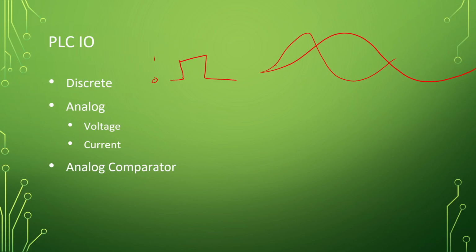However, when we get into the world of analog, you have two options. You either have voltage or current. Are you measuring the voltage coming in, or are you going to measure the current flowing? Those are your two options.